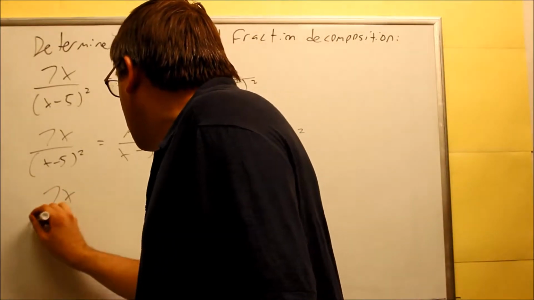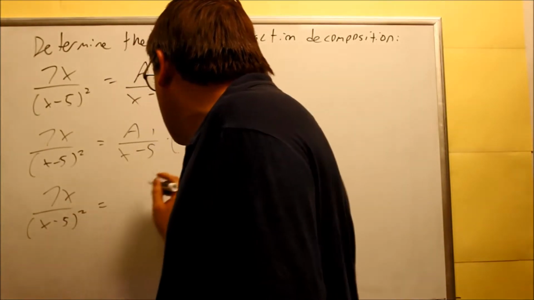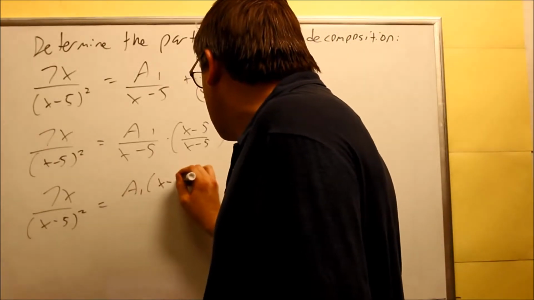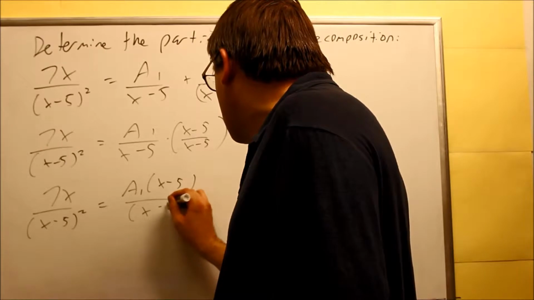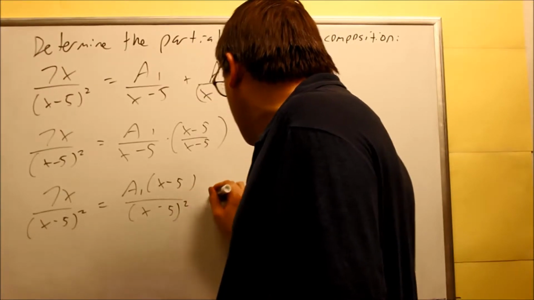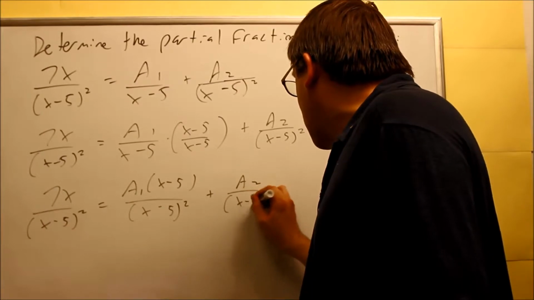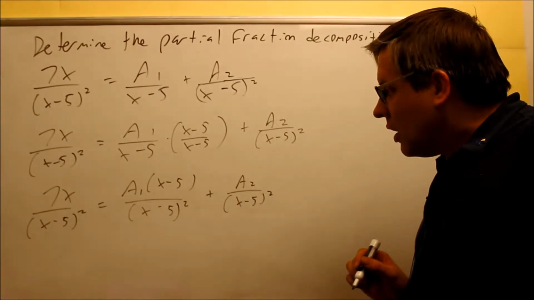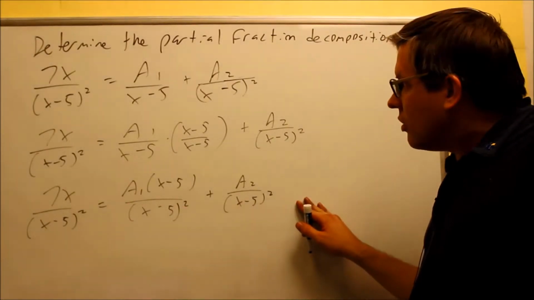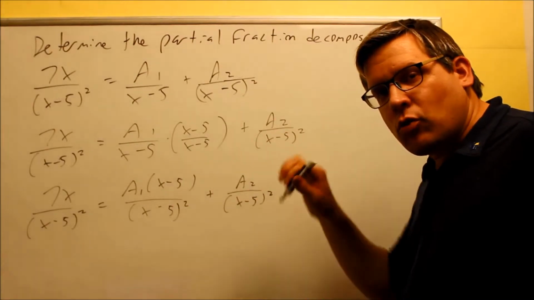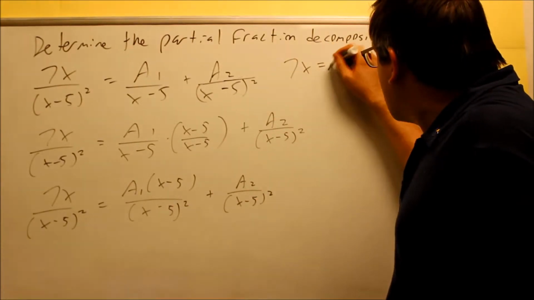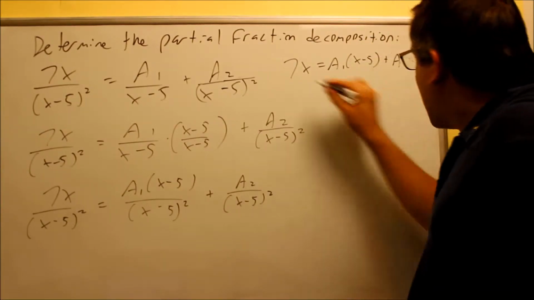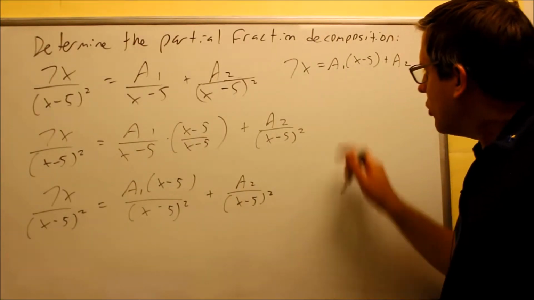Alright, I get 7x over x minus 5 squared is going to equal, basically now I can put this together. I have a1 times x minus 5 over our common denominator, x minus 5 squared. And then I have this one over x minus 5 squared. Okay, so now I have that. The final thing I'm going to do is go ahead and write out my equation I'm going to be using for either one of my two methods. I have 7x equals a1 times x minus 5 plus a2. So that's going to be it. That's the exact equation that I'm going to be using.